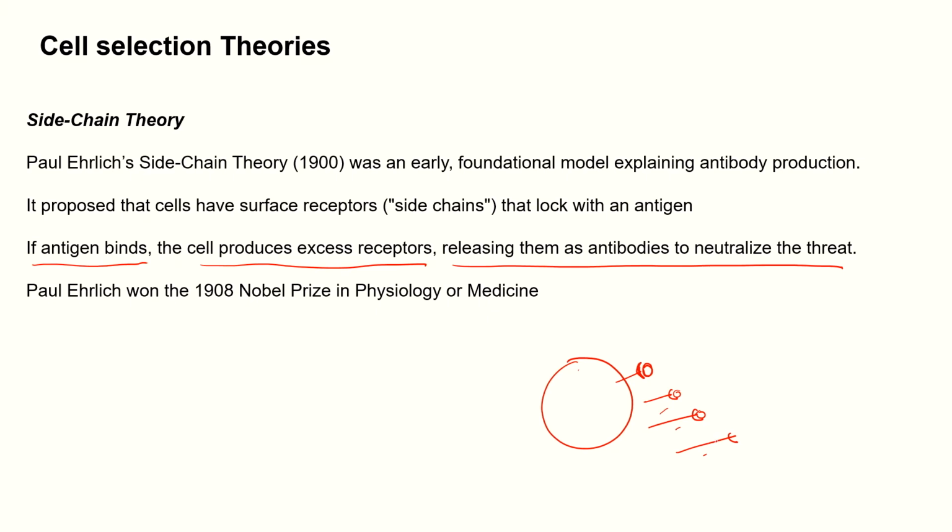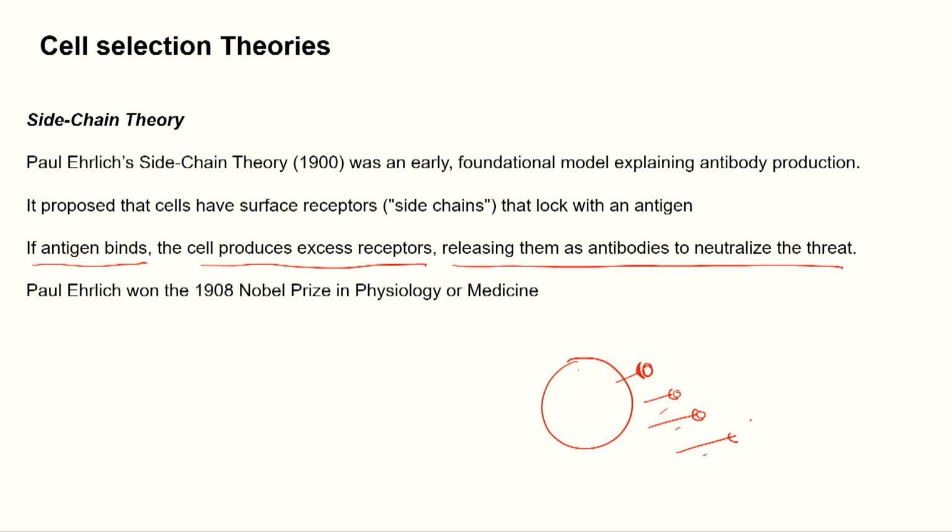Paul Ehrlich was given the 1908 Nobel Prize in Physiology or Medicine. So this is the side chain theory, and thereafter many other theories were proposed to show how these B cells are selected, how these antibodies are produced, and why there are so many repertoires of antibody that can generate such a diversity of antibody in the human body when multiple antigens come inside.